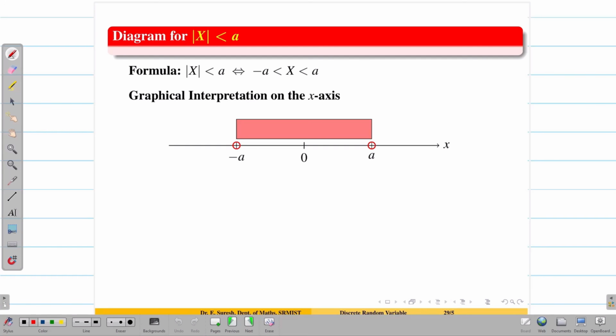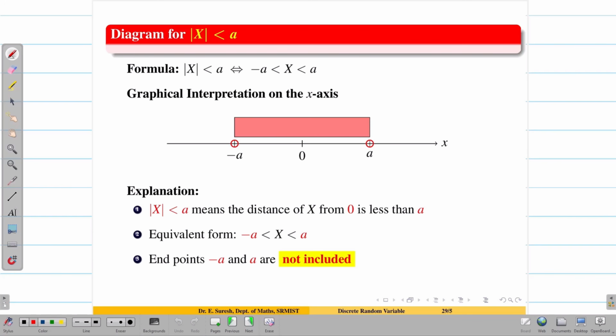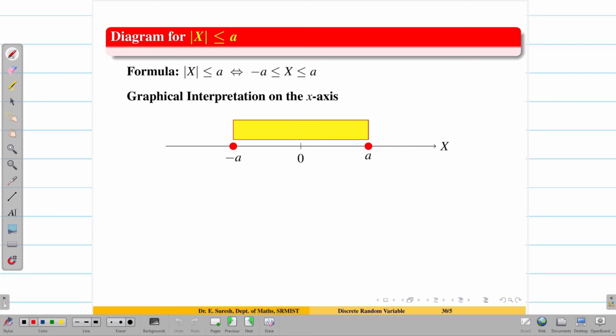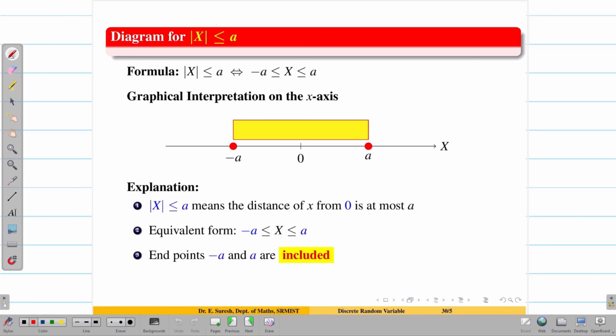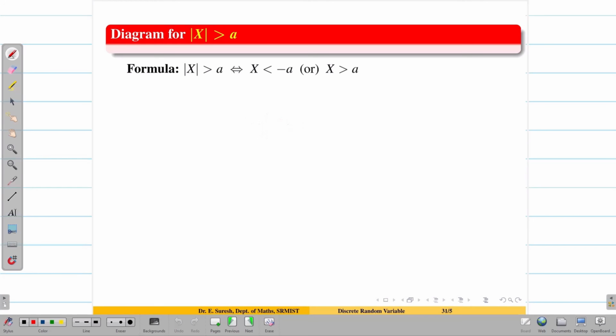We can see the graphical interpretation on the x-axis. Mod x less than a means the distance of x from 0 is less than a. So here minus a and a should not be included. If they ask mod x less than or equal to a, the only difference is we have to include a and minus a.